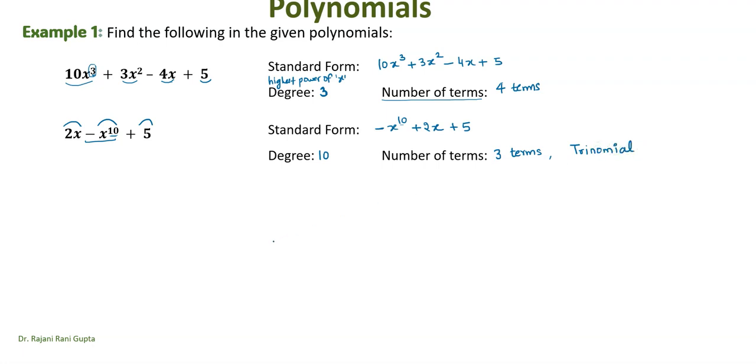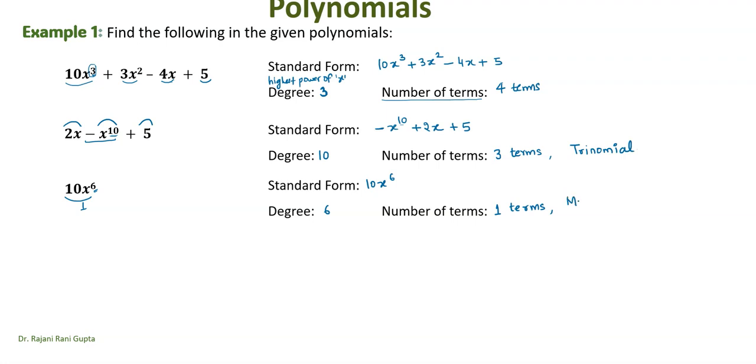Okay, let's take another example. 10x^6. Since it's only one term, the standard form is the same. The highest power of x is 6, so the degree is 6. How many terms are there? Only one. So what do we call such polynomials which have only one term? We call them monomial.